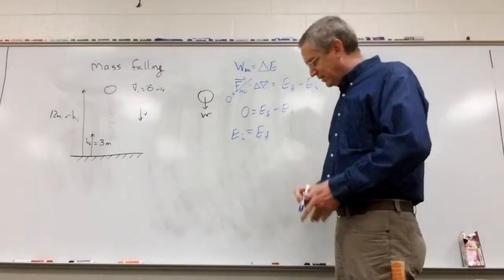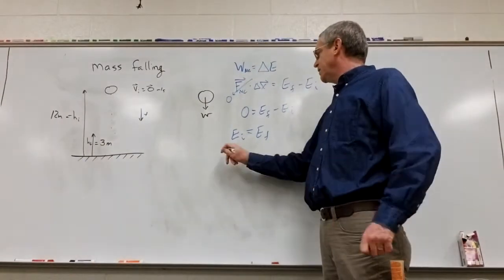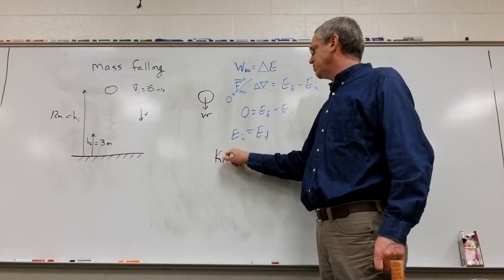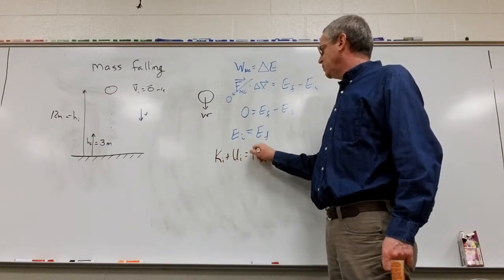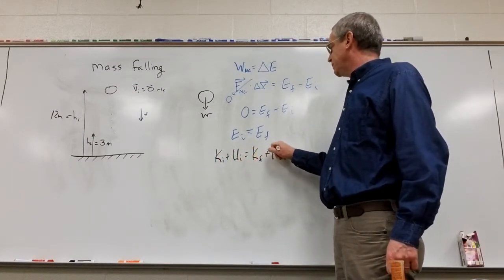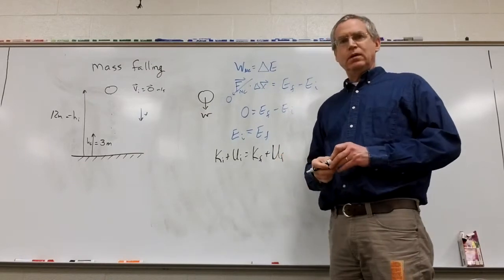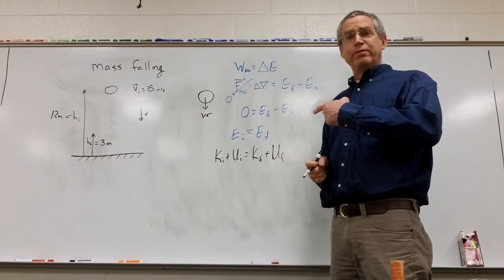Let's take it down that next step. This is equal to my initial kinetic plus my initial potential is equal to my final kinetic plus my final potential. What's the formula for kinetic energy?